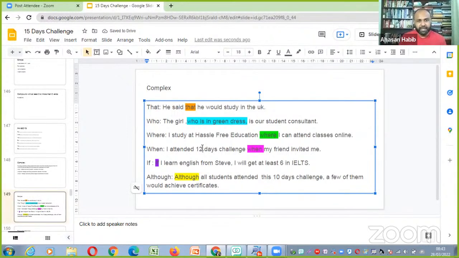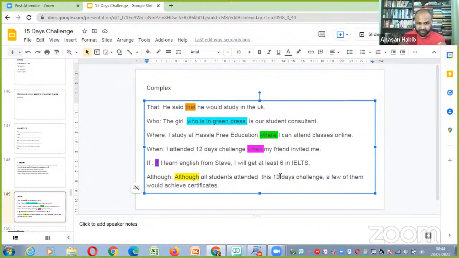If I learn English from Steve, I'll get at least 6 in IELTS, right? If I learn English from Steve, I will get at least 6 in IELTS. So next one is: although all students attended this 12 days speaking challenge, a few of them would achieve certificates. Did you understand? So this is how you need to make a lot of complex sentences.